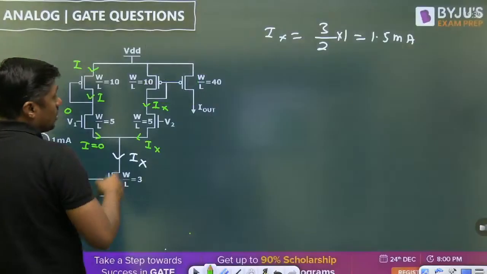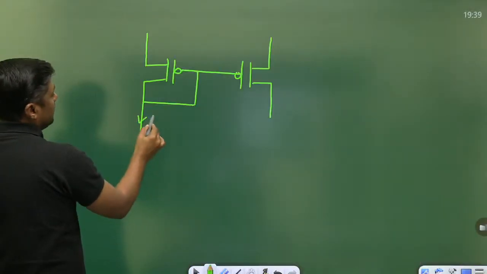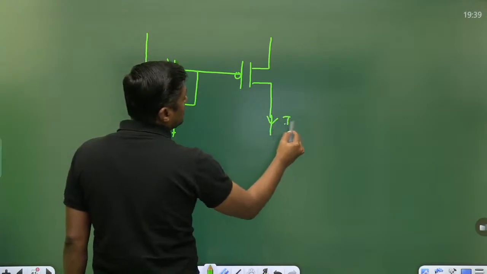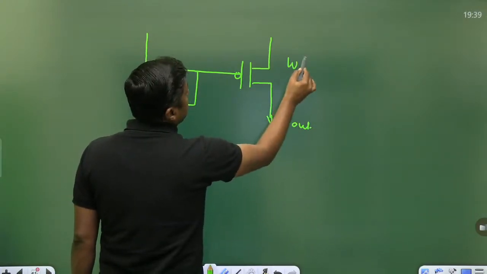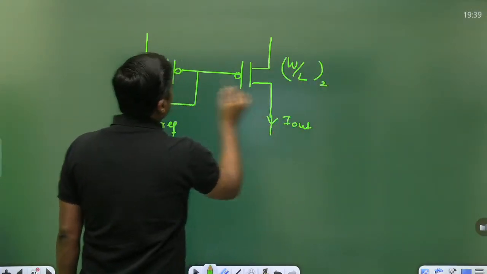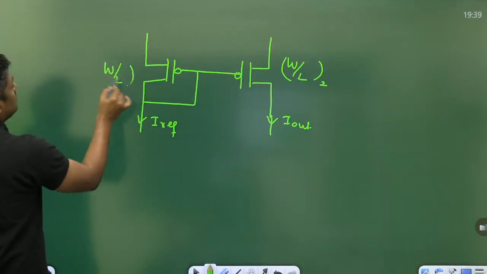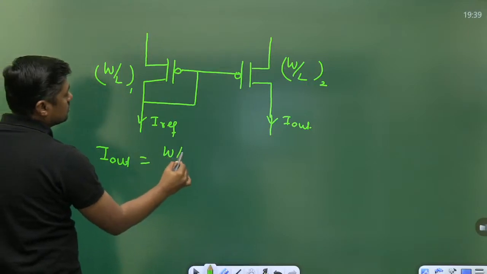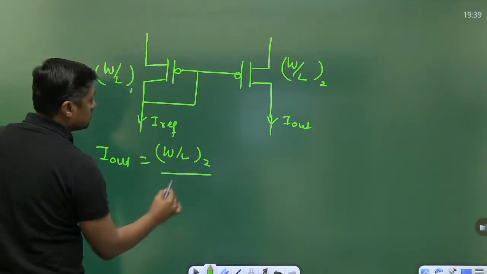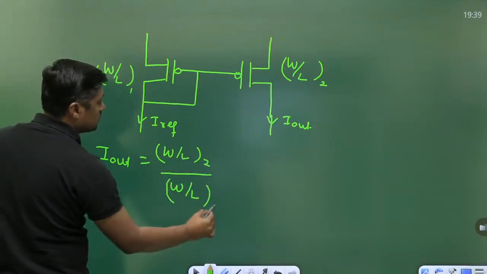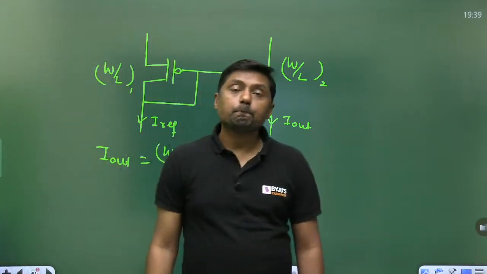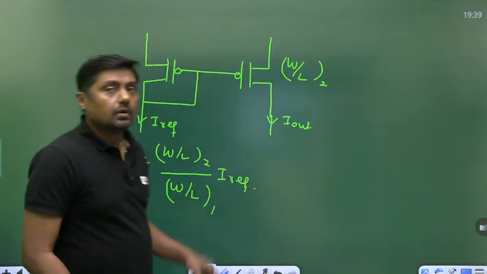This is the case, or this is the I out. If it is I reference here, then this is the I out. Then I out is equal to I reference. Okay, so that will be the case.